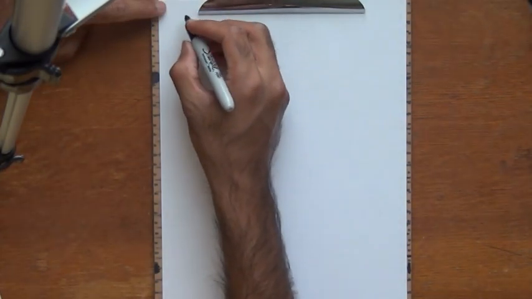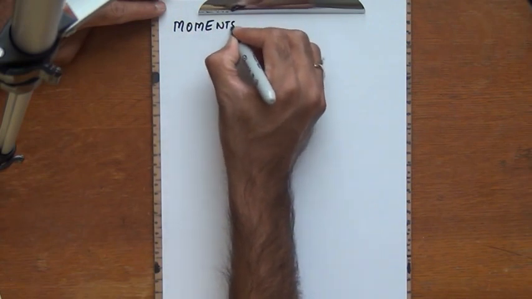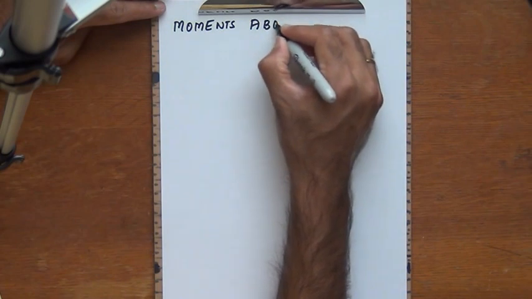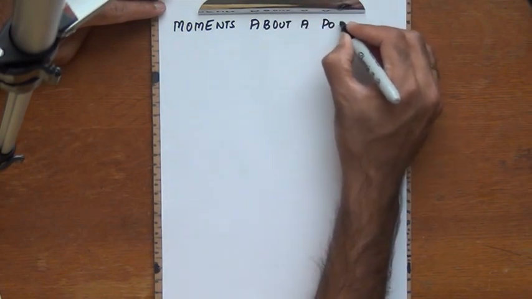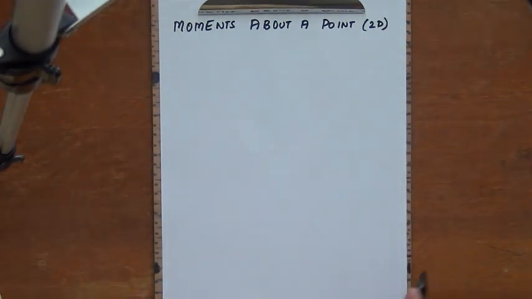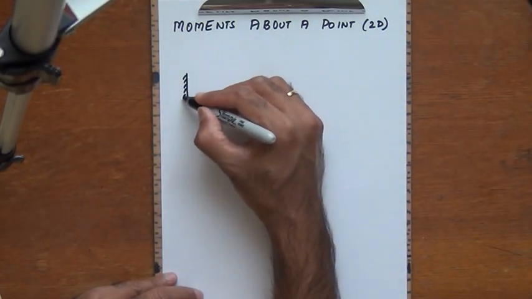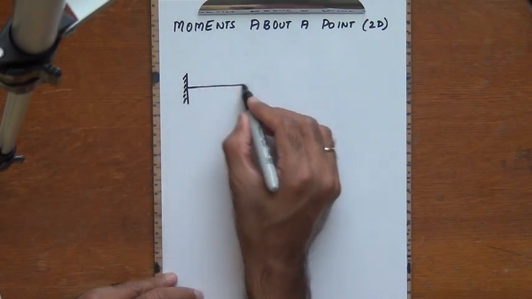Here is the problem for us today. So this is moments about a point in 2D. And the problem statement is as follows. So I have some kind of a rigid body. We will look at this as a cantilevered beam at some point in time. So we have a rigid body, and we have a system of forces acting on this rigid body. Okay, so here is a rigid body. It's fixed at one of the ends, and then it has the following shape.